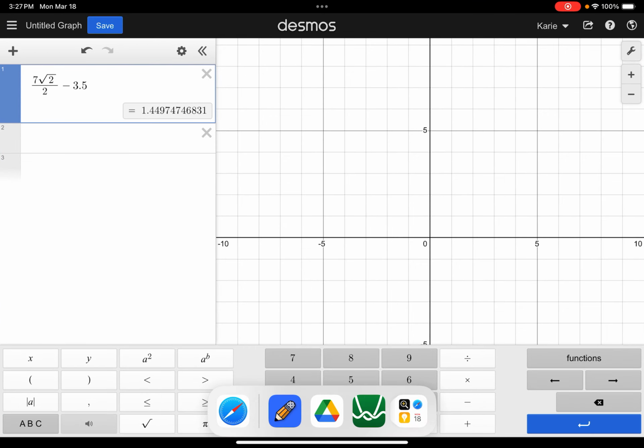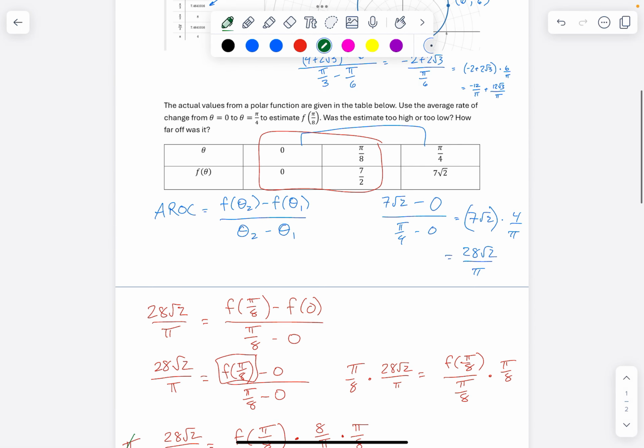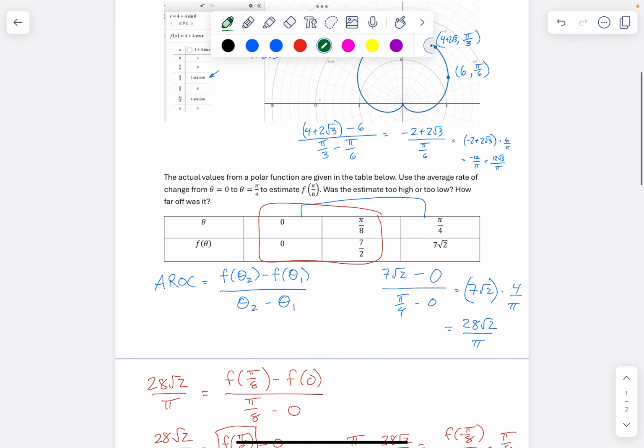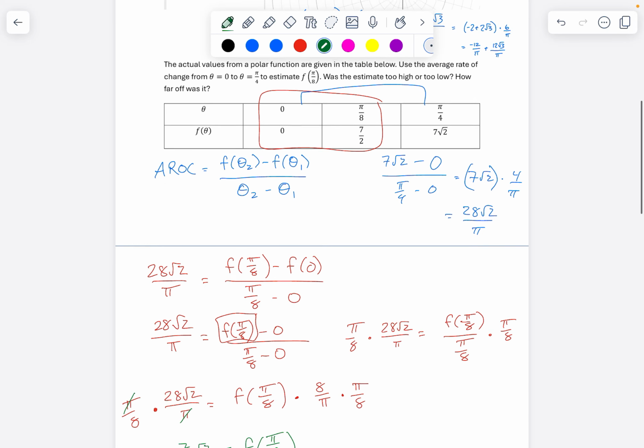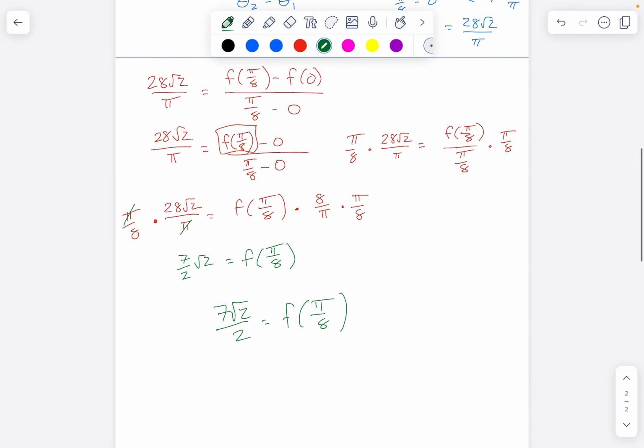I forgot to do a screen capture for the other part. Oh, well, that's too bad. Okay, so was the estimate too high or too low? The estimate was too high. How far off was it? About 1.5, 1.44 or something like that.